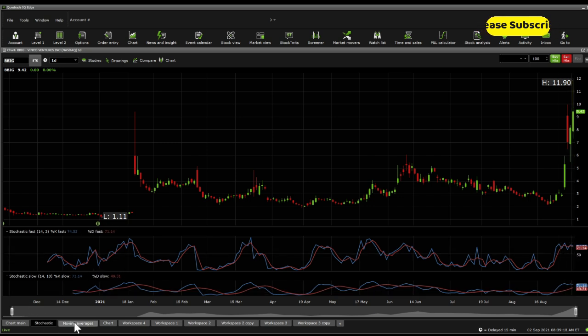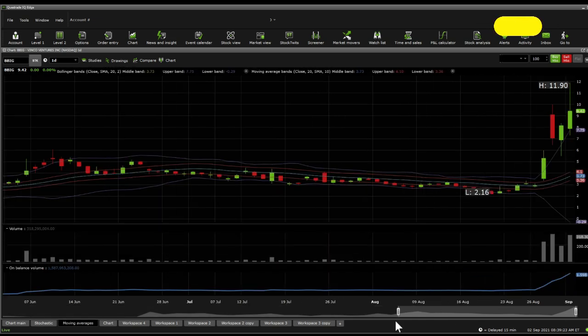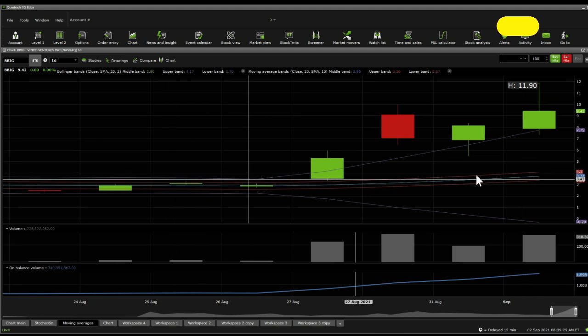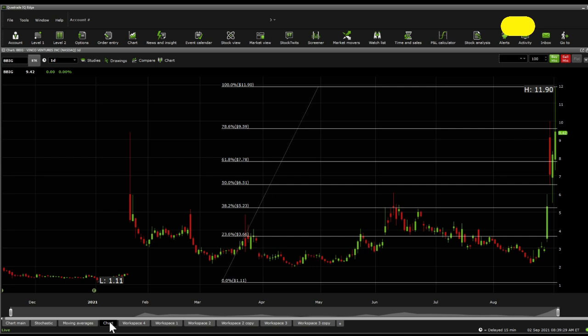And on the slow, it's showing that there might be another leg up for this one. And on the moving average bands, you're able to see that they're ever so expanding. There's not much to say here. It's kind of looking a bit ugly, so we'll just leave it there.